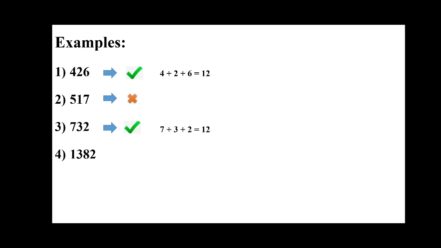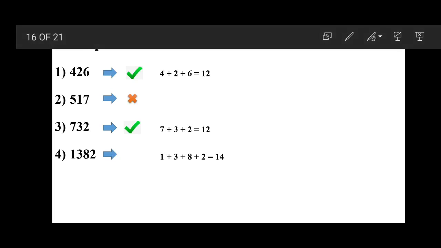Next, 1382. Ones place digit is 2. So, 1382 is divisible by 2. 1 plus 3 plus 8 plus 2 is equal to 14. 14 is not divisible by 3. So, 1382 is not divisible by 6.